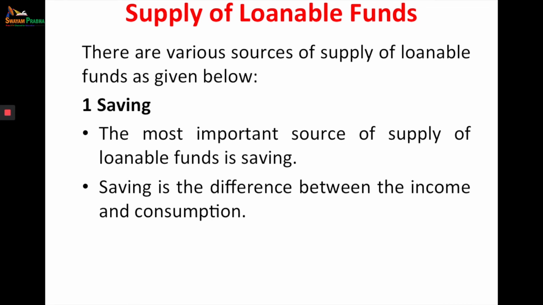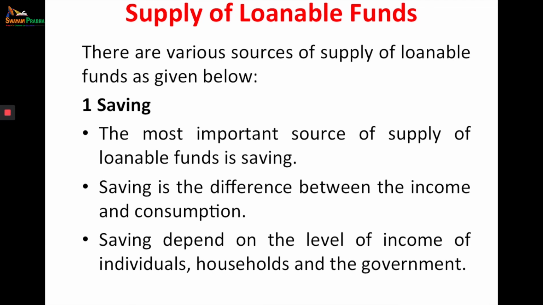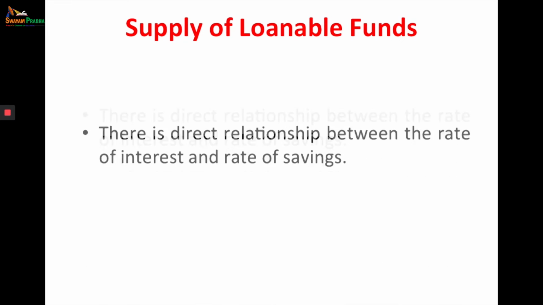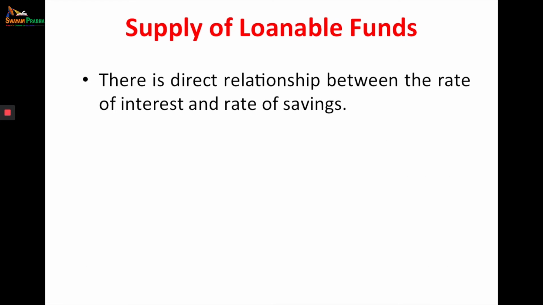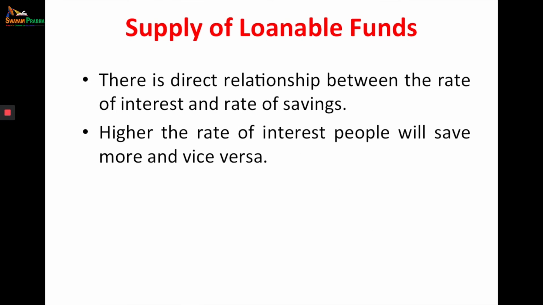The difference between income and consumption, what you consume and what your income is, is saving. Saving depends upon the level of income. The higher the income level, the higher the saving, and the lower the income, the lower the saving. Whether it is a household, firm, industry, government, or any entity, there is a direct relationship between the rate of interest and saving. The higher the rate of interest, the higher the saving, and vice versa.